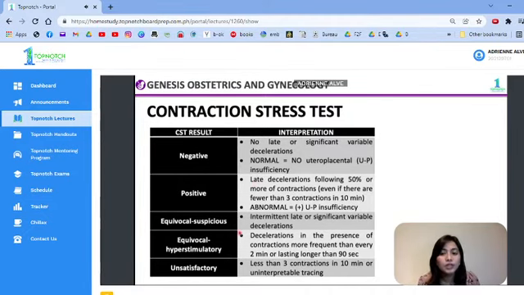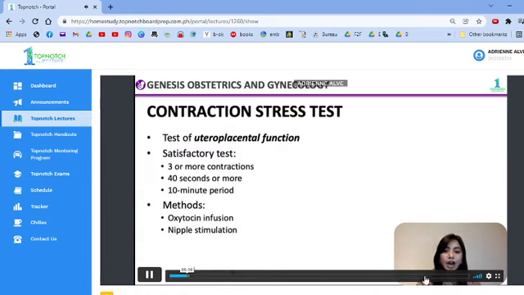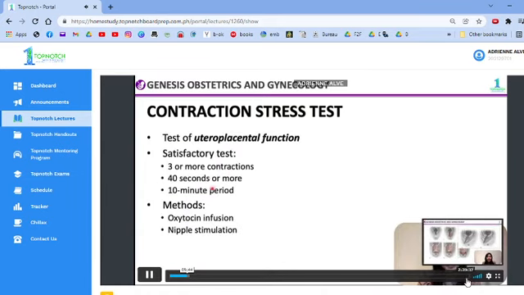So these are the other interpretations of your CST. So equivocal suspicious, this means na may intermittent late or significant variable deceleration. So hindi mo siya na-observe more than or equal to half of the time na may contraction ka. Equivocal hyperstimulatory. So anong ibig sabihin nito? There are decelerations in the presence of contractions more frequent than every 2 minutes or lasting longer than 90 seconds. So hyperstimulatory meaning sobrang dami mong contractions or sobrang haba ng contractions mo. Hyperstimulated yung uterus mo, kaya naman siya nagde-deceleration. Kaya siya equivocal. If you don't know if it's because of a bad uteroplacental unit or dahil ba nasobrahan ka lang sa pag-stimulate. Okay? Kaya siya equivocal hyperstimulatory. Unsatisfactory is kapag hindi mo na-fulfill yung criteria ng satisfactory contraction. So ito diba yun? Dapat 3 or more, 40 seconds or more in a 10-minute period.